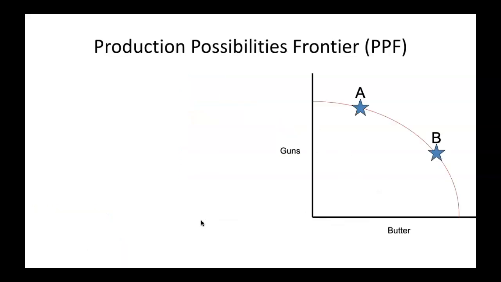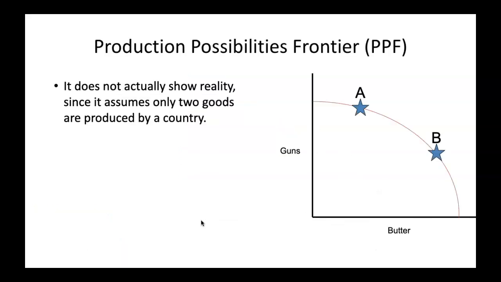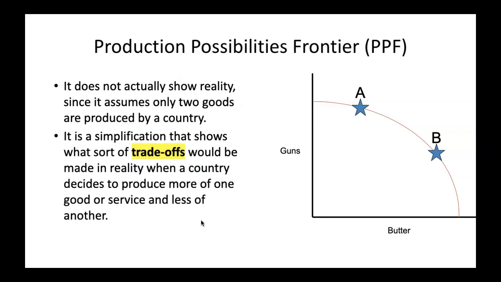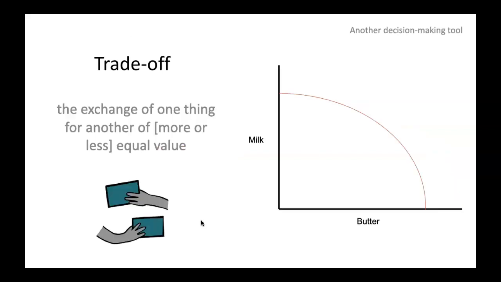Okay, moving on. Now, keep in mind the production possibilities frontier doesn't really show reality, since it assumes that only 2 goods are produced by a country, which never happens. You never only produce 2 goods in a country, no matter how small the country. It's a simplification that shows what sort of trade-offs would be made in reality when a country decides to produce more of one good or service and less of another. And so let's make sure we understand what trade-offs are. This goes in your study guide.